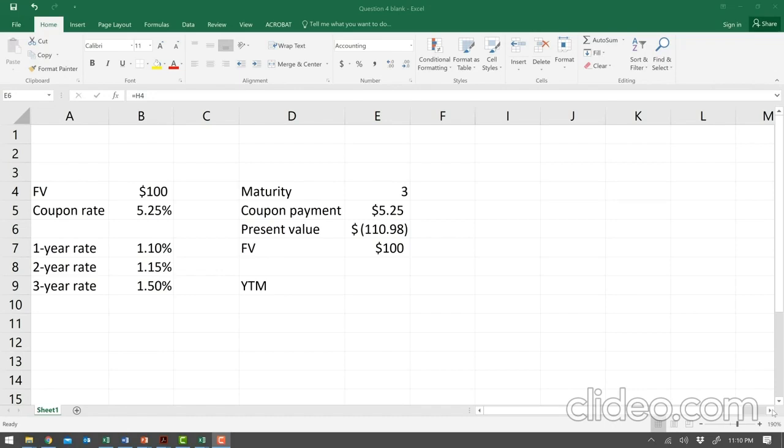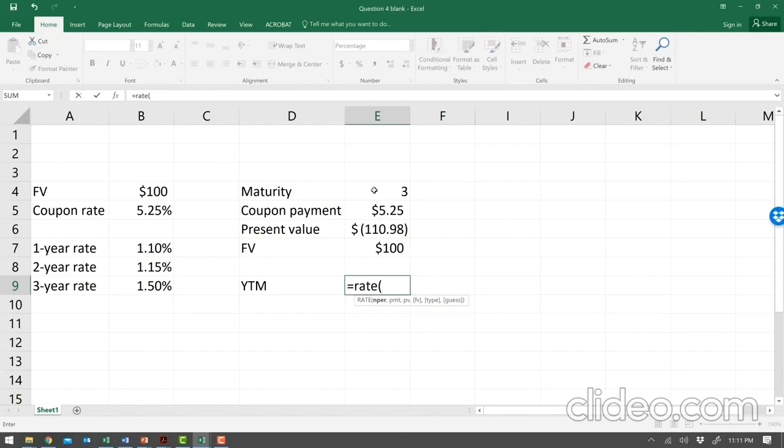What I have done in the spreadsheet is I have entered basic information about our bond. It has a face value of $100, a coupon rate of 5.25%, and these are the spot interest rates, which we used to find the current price of the bond. Now here I will use a rate function. If you start typing rate, you will see that this function requires a certain number of inputs. And these are the inputs that I've put here on top.